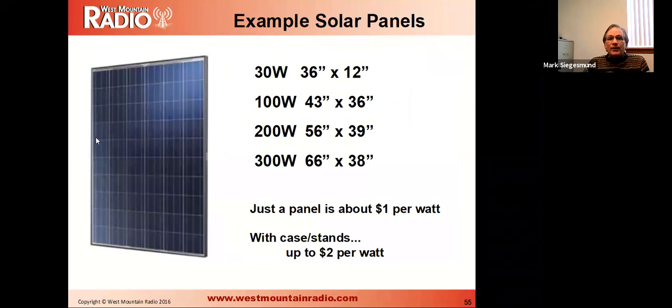Solar power, also very hot. Here's some numbers here just to give you an idea. A 100-watt solar panel, 43 inches by 36 inches is pretty typical. On Amazon, I'm seeing about $1 a watt for a plain panel. It can go up to about $2 a watt if it's fancy. You know, you have a stand and a shelf order, a carrying case or whatever.